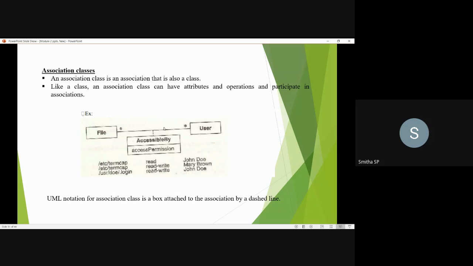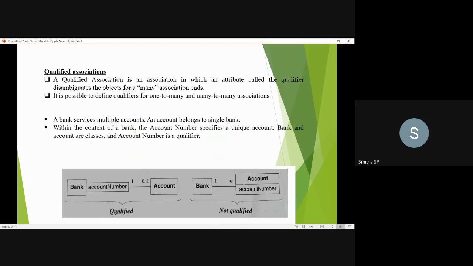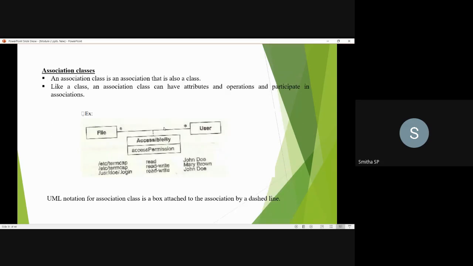In today's session, we will be discussing association classes. What is an association class? What does it represent? And we will also discuss qualified association. So let's start with what an association class is. What does it mean? An association class is an association that is also a class.